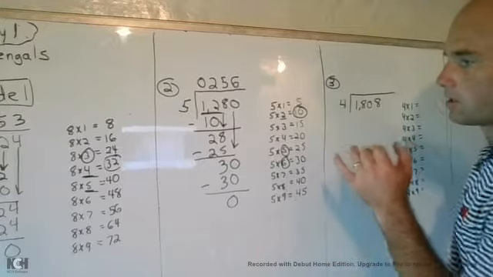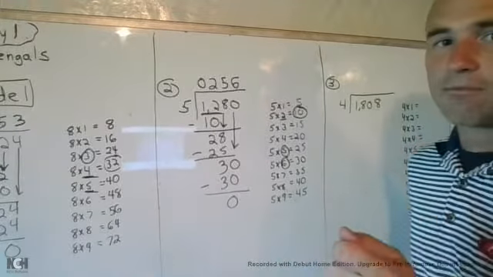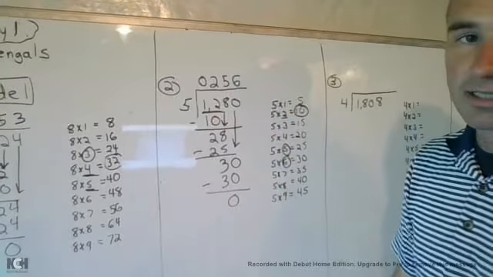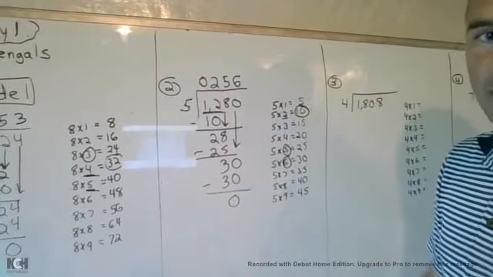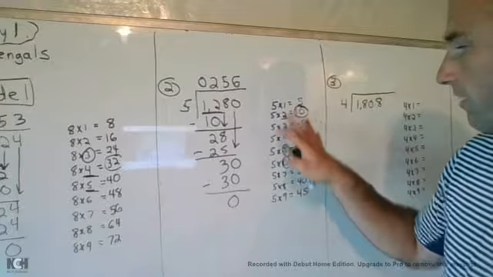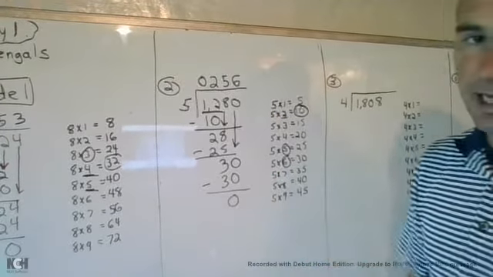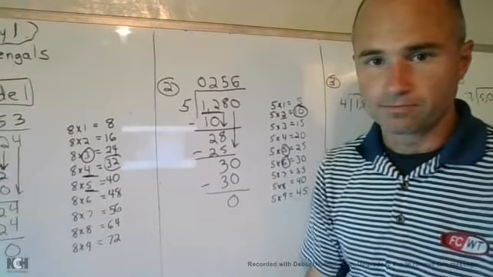So hopefully you're not making the mistake of putting these digits in the wrong place values, because that's the common mistake. And hopefully, with the fact that you have all the multiplication facts here, it's making this process a lot smoother and easier to do.